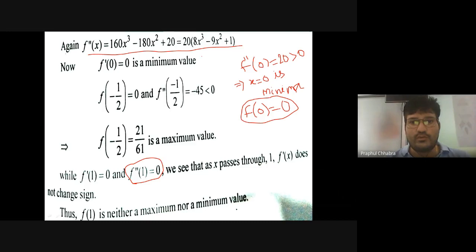If we put x is equal to 1 in f double dash, we get 8 minus 9 minus 1 minus 1 plus 1, which is 0. It means at x is equal to 1, f double dash, the second order derivative of the function, is 0. What does it mean? It means x is equal to 1 is neither maxima nor minima, or we cannot say anything. That's why the corresponding value of the function, f of 1, will be neither a maximum value nor a minimum value.